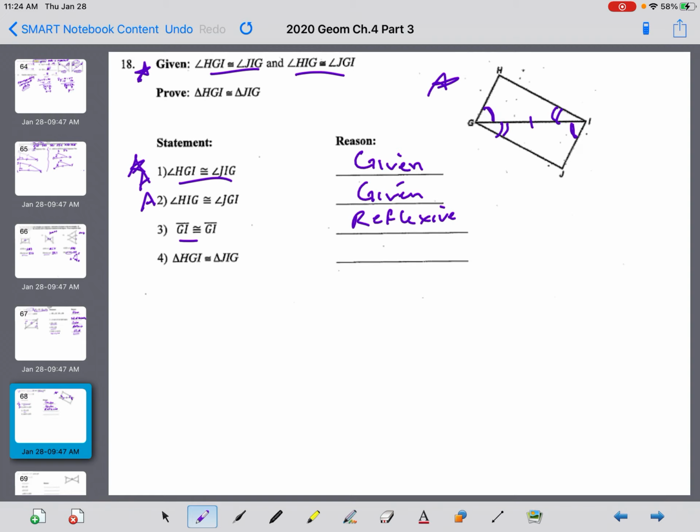This is a short proof. It's four steps. It's the shortest you're ever going to get. And in the answer bank, it's ASA. But you can see that it's ASA because it is the side right between the two angles.